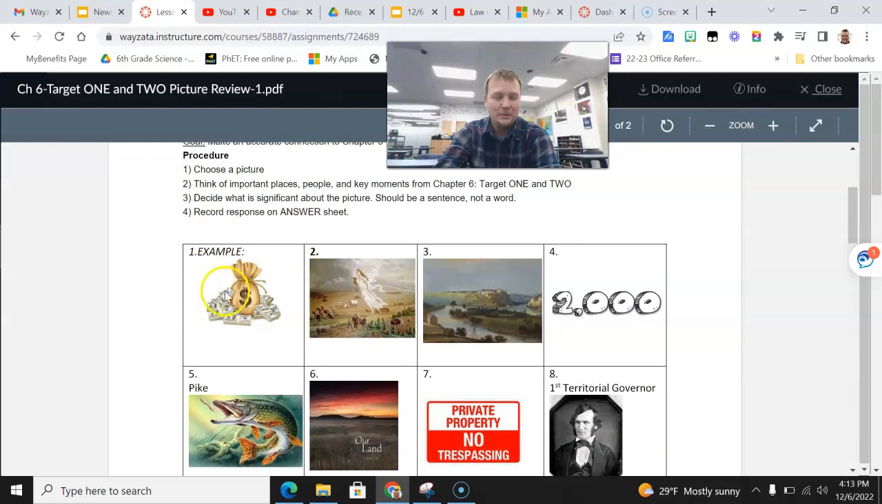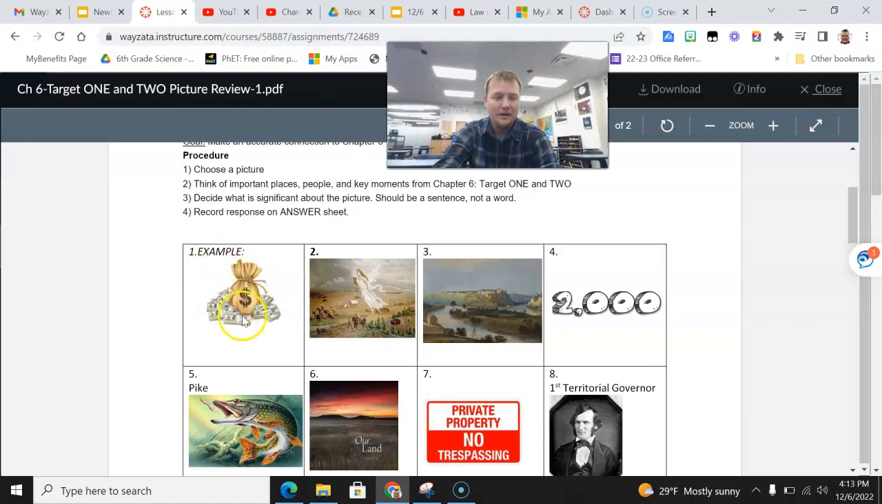Once you choose that picture, we'll do number one as an example, you're going to think of important places, people, key moments from Chapter 6, Target 1 and 2 that we've talked about that relate to this image. Decide the significance, and then write a short sentence about that in your answer sheet.